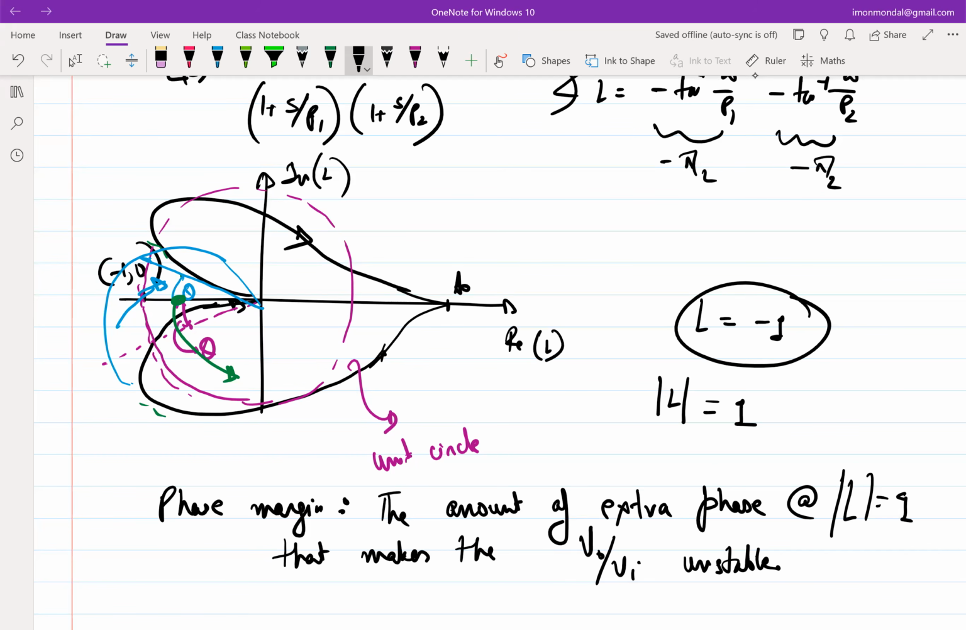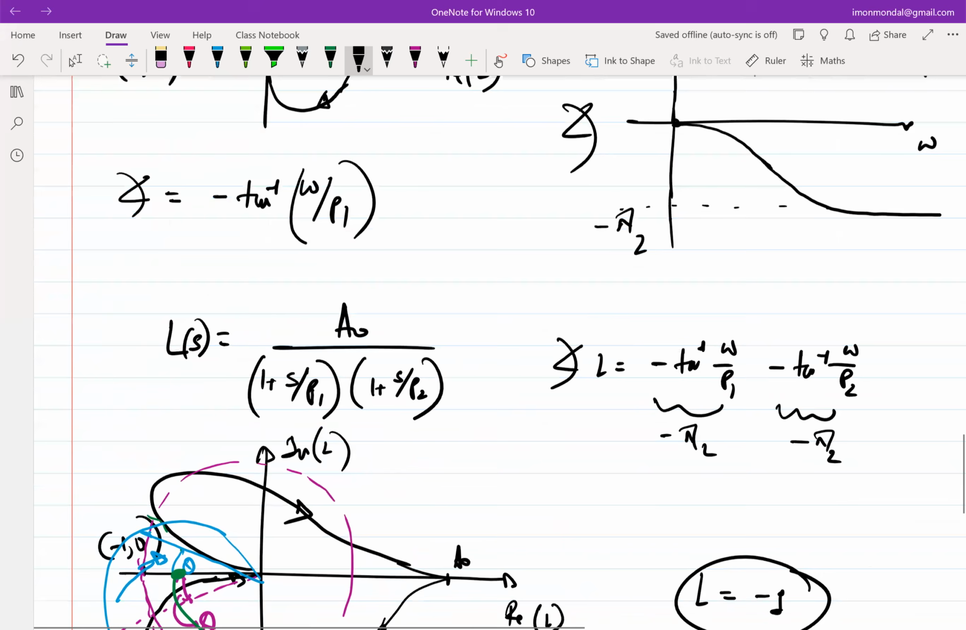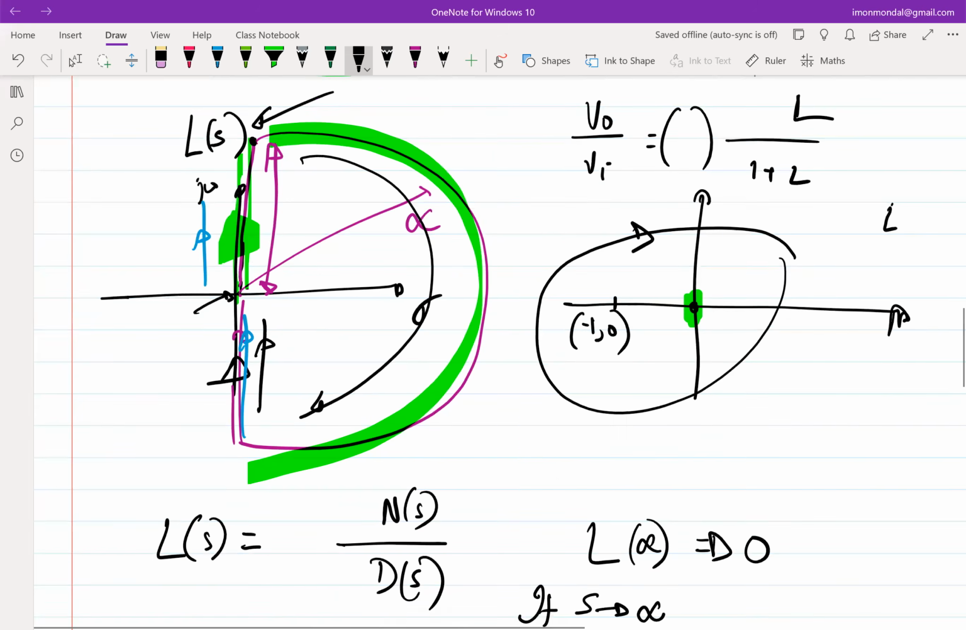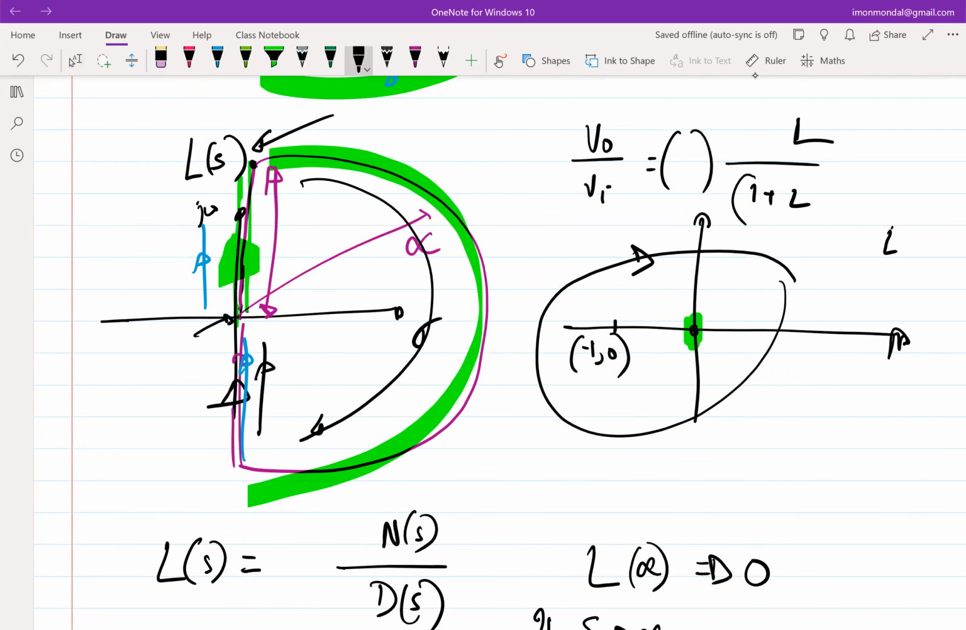If you do brute force mathematics and see the Nyquist derivation, that's what you are going to see: ultimately the roots of 1 plus L should lie on the left half plane. If the roots of 1 plus L lie on the right half plane, you are unstable. So that's what Nyquist is. I'm trying to find out the roots of 1 plus L here. Correct? So the roots of 1 plus L go to the right half plane, which means what?